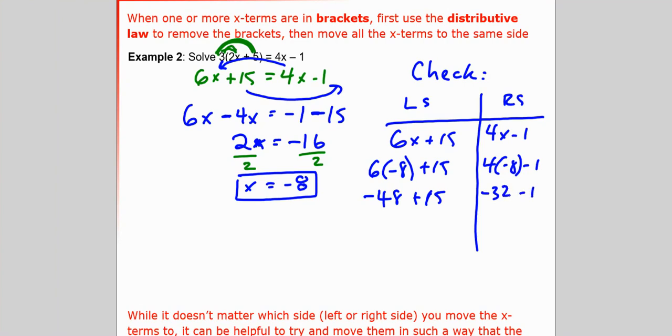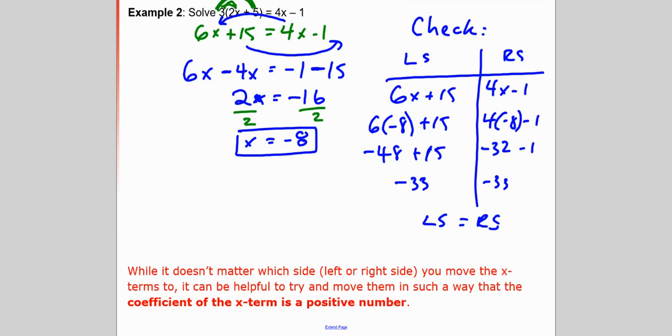So negative 33 on this side, and negative 33. And we know that we are correct. When our check is equal on both sides, that tells us we're correct.